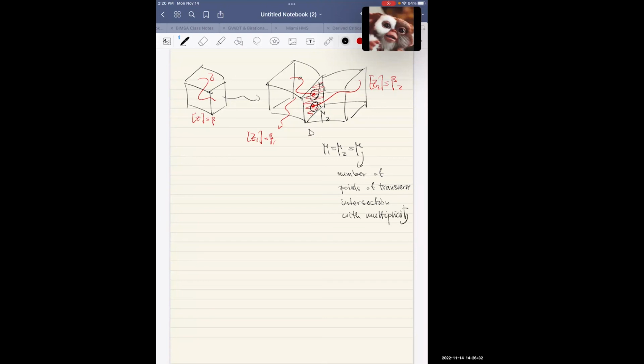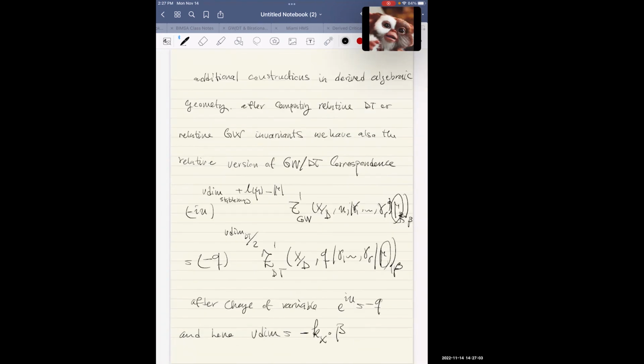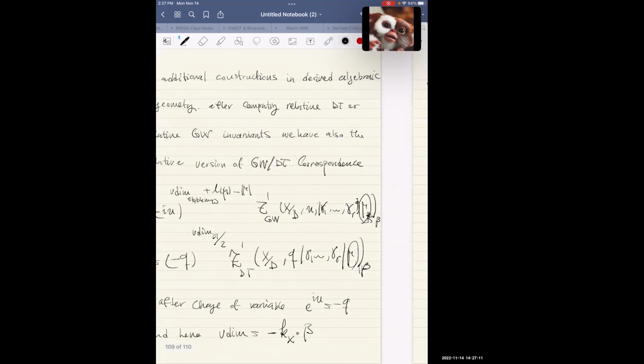Okay, so that's what it is. And then I have these gamma 1 to gamma r, the cycle classes. You just have some cycles inside this variety, Z1 to Zr, and you're trying to basically calculate some r-pointed integral. Okay, so this is what that is. So this is the relative version of the Gromov-Witten and Donaldson-Thomas correspondence. Okay. All right. Any questions?